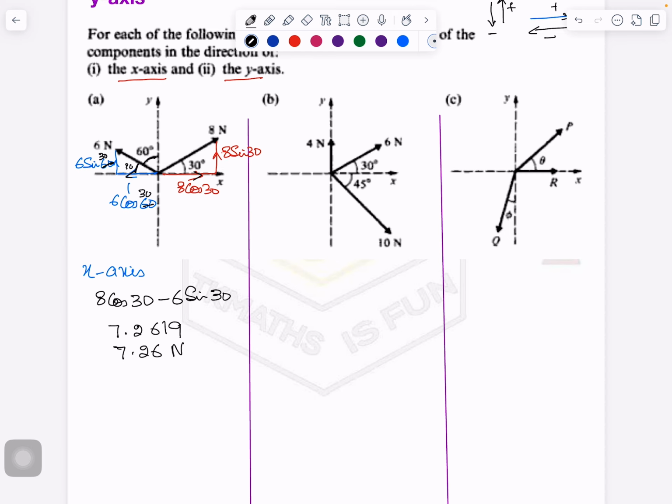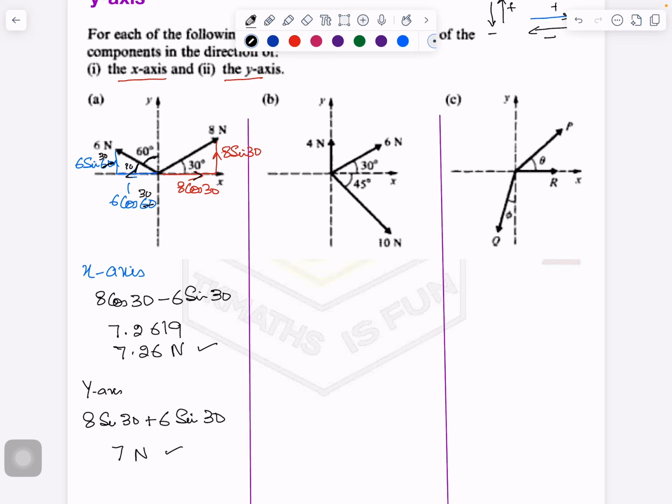Now, if I see along y-axis, both are acting upward, red one and blue one. So it will be 8 sine 30 plus 6 sine 30. So it will be 7 Newton upward. So I got along x-axis and along y-axis.